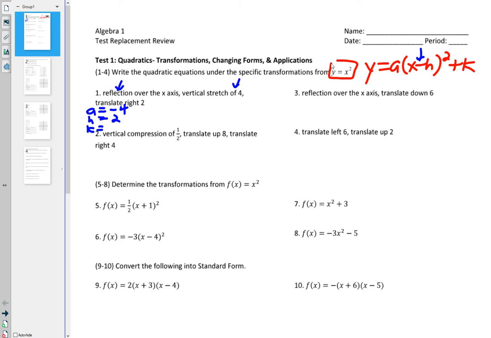And then what's k? There's no mention of a k. K is vertical translation, and there's no mention of it. So when I plug these values into the formula, I get -4(x minus 2), and don't forget the squared. And since there is no k, we don't need to put a plus in it.